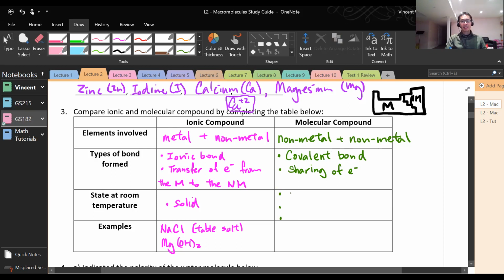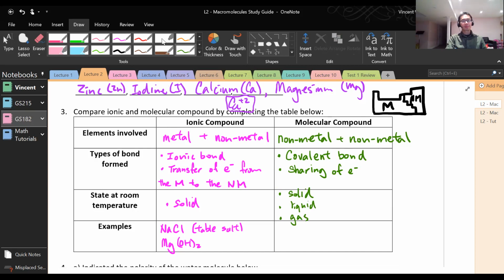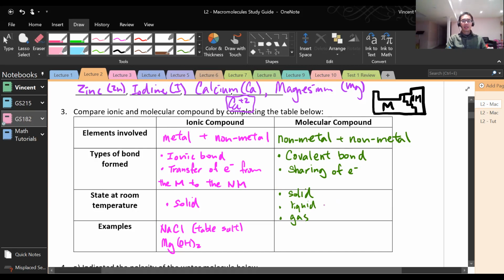Molecular compounds can exist as solid, liquid, or even gas at room temperature. Examples. Anybody want to give me some examples? Maybe one solid, one liquid, one gas. Anybody? H2O. Yeah, H2O is liquid. That is water, of course.